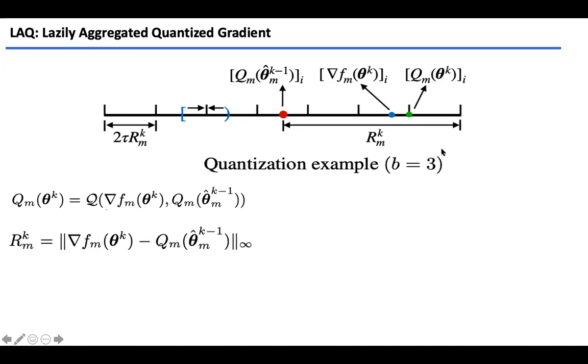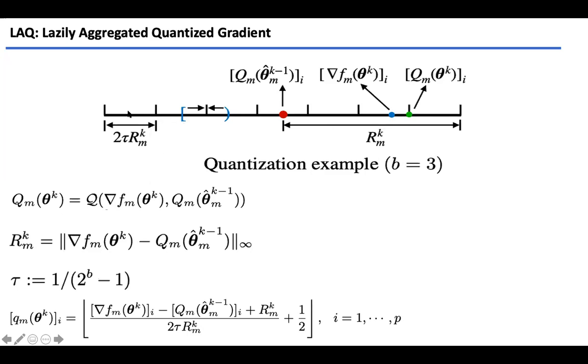So in total, the length is 2 R_m^k. Then how many quantization levels we have is defined by the quantizer resolution, or the number of bits that we give to every element. If that is equal to b, then the number of quantization levels is equal to 2 to the power b minus 1. Once we have the number of quantization levels and the quantization range, we can find even the size of every step, which is equal to 2 tau times R_m^k, where tau is defined by this equation.